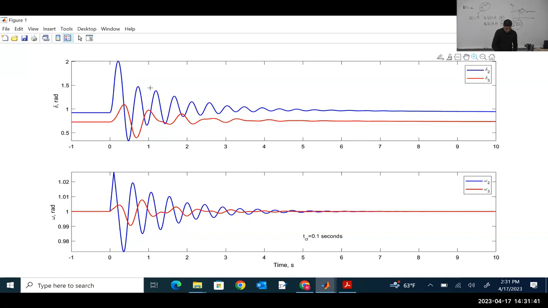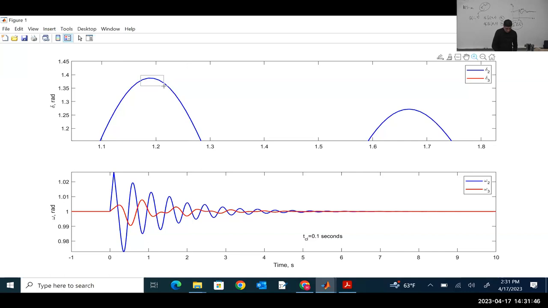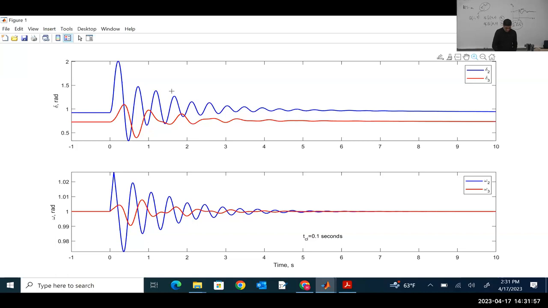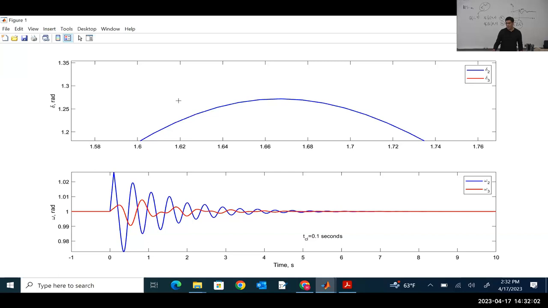We can look at this 2 point, for example. Who will do the calculation here? This is about, let's make it simple, 1.2, right? 1.2. And this is 1.2, and the other is 1.7. So the period is about half, 0.5 seconds, right? Yeah. Let's see what we got.